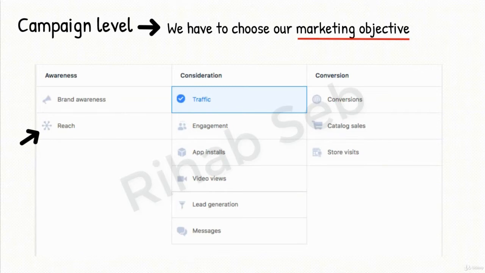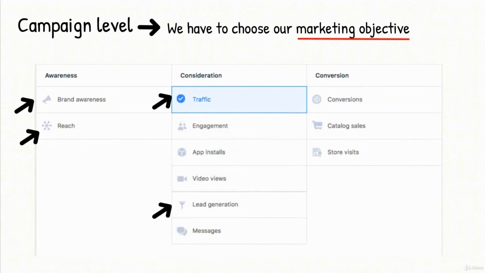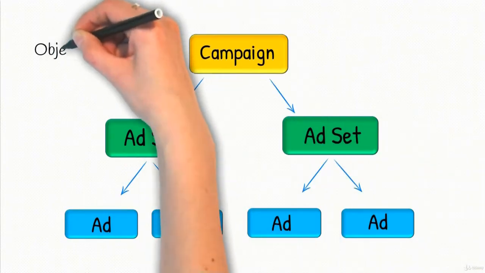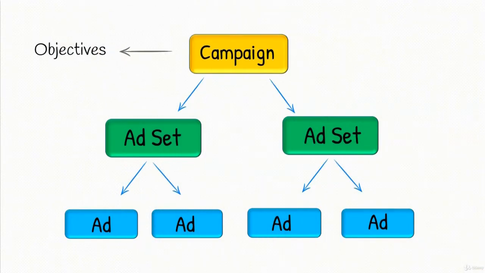Do we want to reach more people? Do we need to do some brand awareness? Do we want to get more traffic to our website? Or do we want to generate leads or maybe have some conversions? Through this masterclass, we will dig deeper into each one of these objectives and explain which one you should choose to get maximum results for your business. But for now, we are only going to introduce you to the different campaign levels.